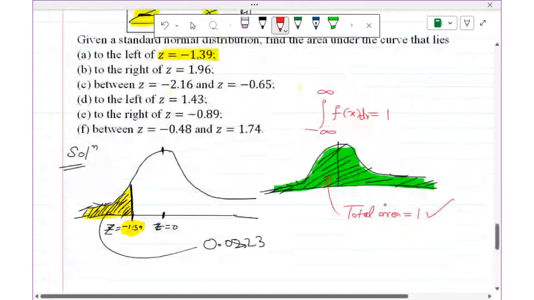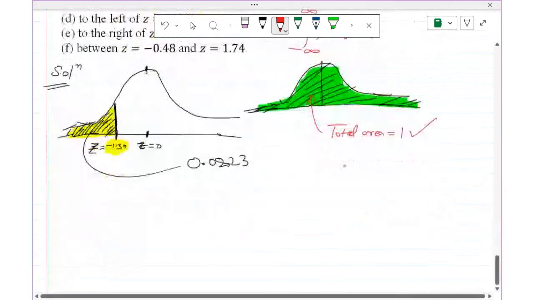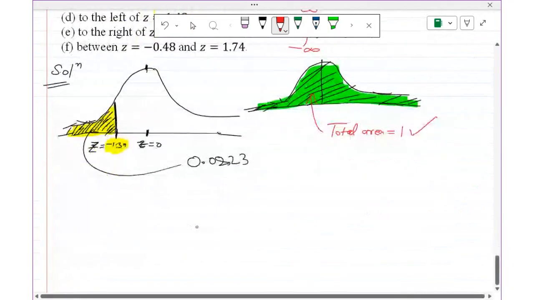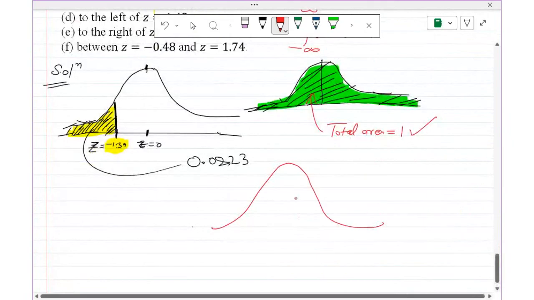Now if I ask you how much area will be there, if this is the center of the standard normal distribution, the center is 0.